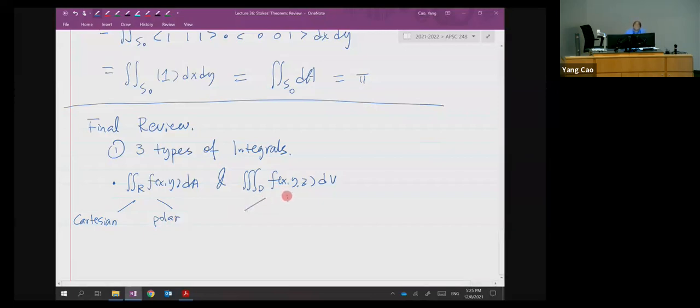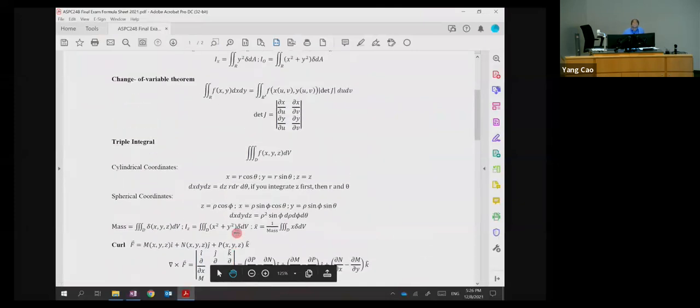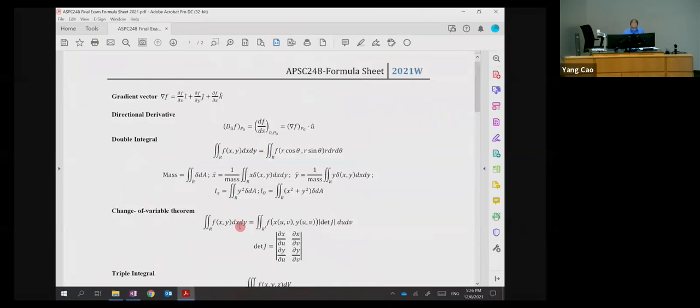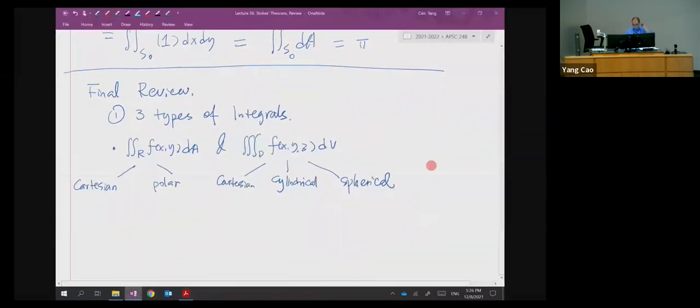For the triple integral, you have 3 different coordinate systems: Cartesian, cylindrical, and then spherical. All of these are given in the formula sheets. What you need to know is how to use them and how to find the integral limits.